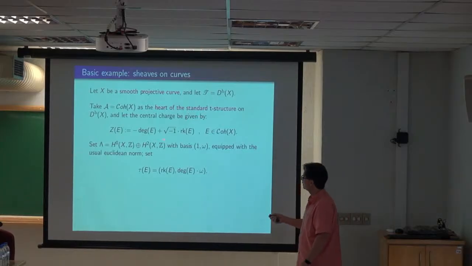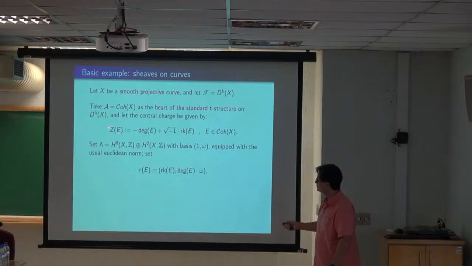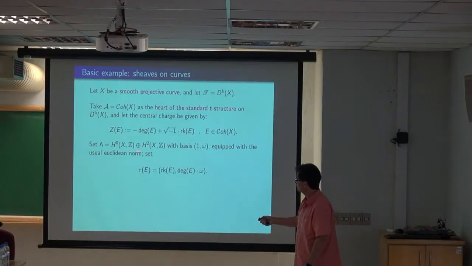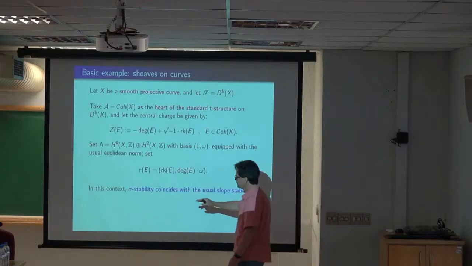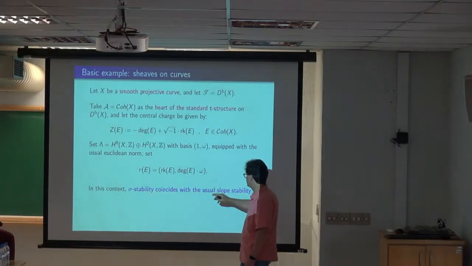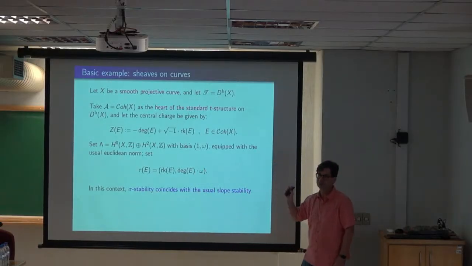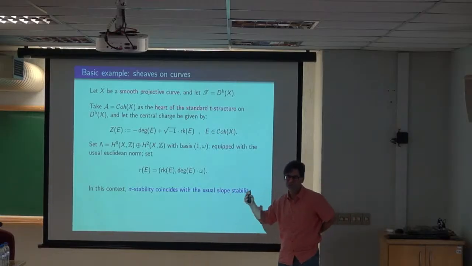And this central charge here, or stability function, will be: the real part is the degree, or minus the degree, and the imaginary part is just the rank of the sheaf, just like the rank of a vector bundle on the curve. There is an obvious choice for the lattice, and the whole point is that this notion of Bridgeland stability on curves coincides with the usual stability that was introduced by Mumford in the 60s.